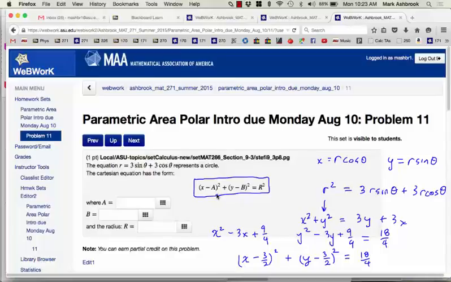And so there we've got it. So the center is (3 halves, 3 halves), and r is going to be the square root of that.